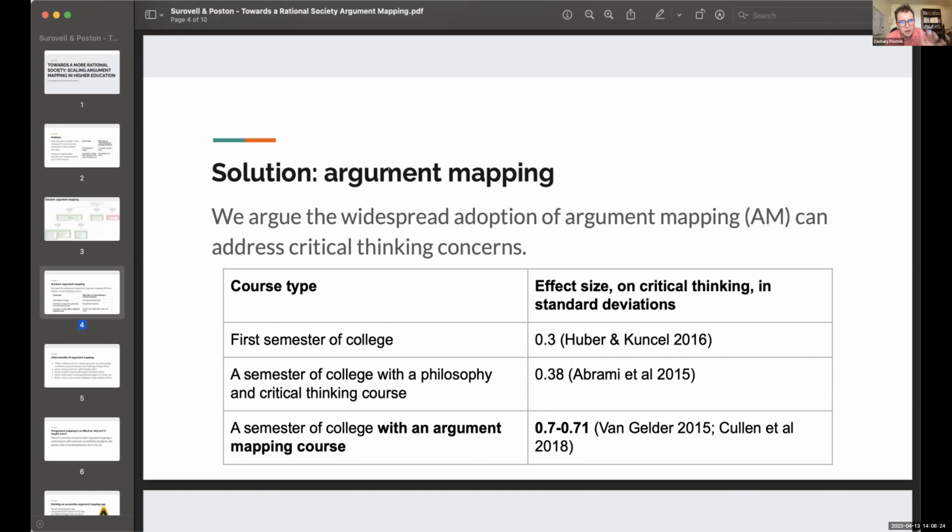If you look, we have the same graph, but we added an extra row. You might think, what's with that extra row? Well, let's take a look at it. A semester of college with an argument mapping course, so not just with a philosophy and critical thinking course. And you notice that the gains aren't just okay, they aren't just meager, but instead they're big. It's 0.7 and above, which is a big gain to have. And it's also a CoLON source, a controlled trial, which is a really cool thing for us to know. So we can see that there's statistical evidence that goes to show that argument mapping is good, useful, and beneficial.